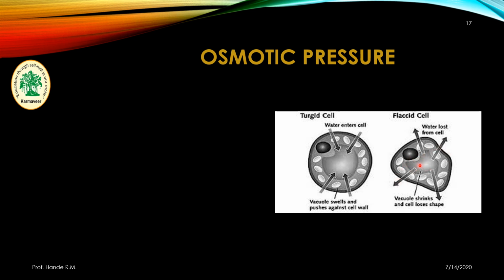What is meant by osmotic pressure? The pressure exerted due to osmosis is called osmotic pressure. In a flaccid cell, TP, or turgor pressure, is 0, and in a turgid cell DPD is 0 and turgor pressure is equal to osmotic pressure. In a flaccid cell, diffusion pressure deficit is equal to osmotic pressure.